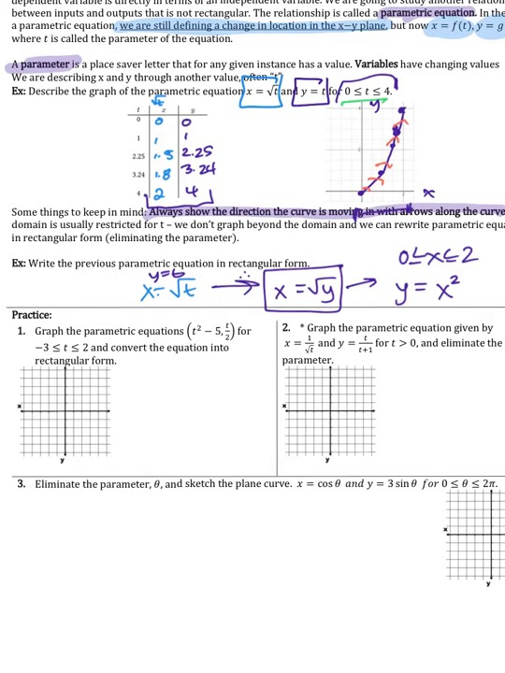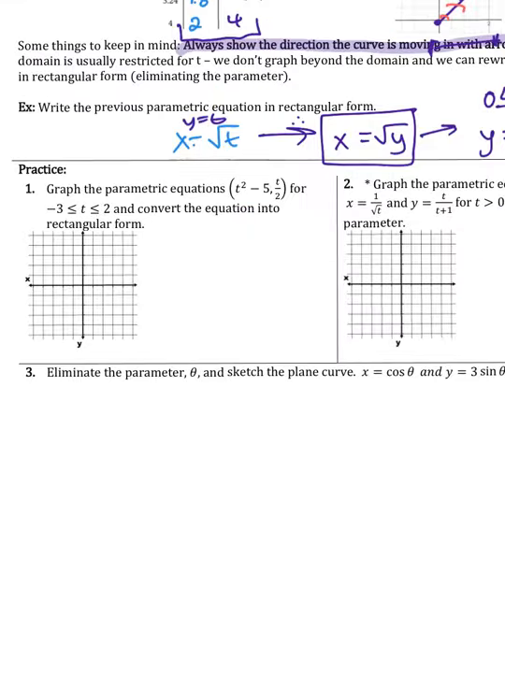So even if you change to rectangular coordinates, you need to make sure that you adjust your domain restriction to match the domain restriction that was originally there. Even though our original domain restriction was in terms of t, we're going to restrict our domain now in our rectangular form function to be in terms of x. All right, let's look at a couple more examples.